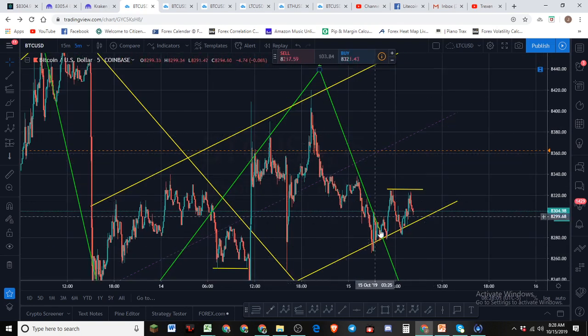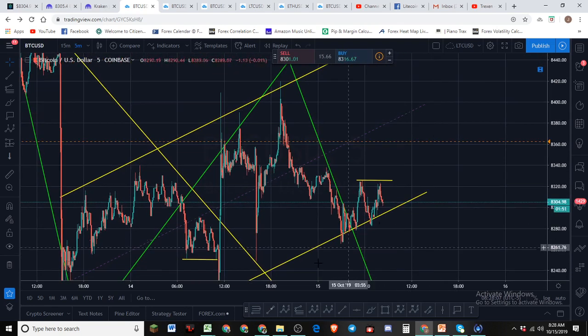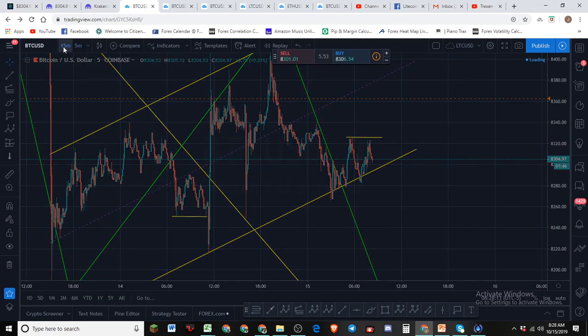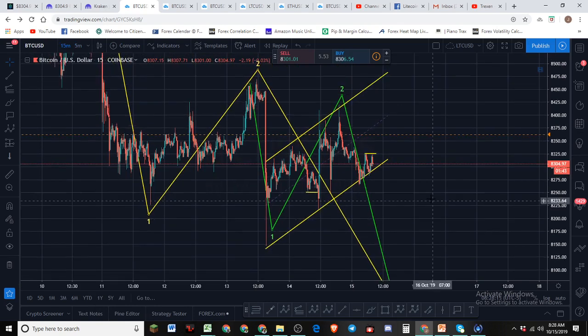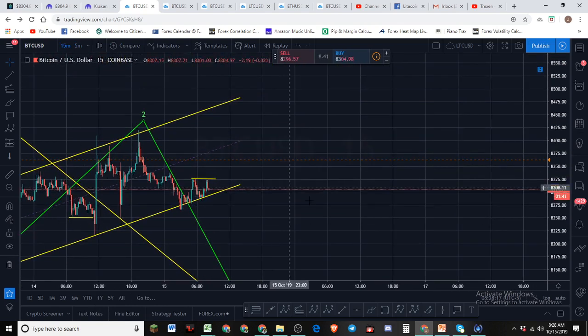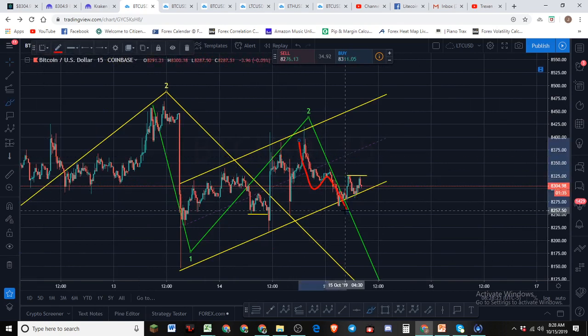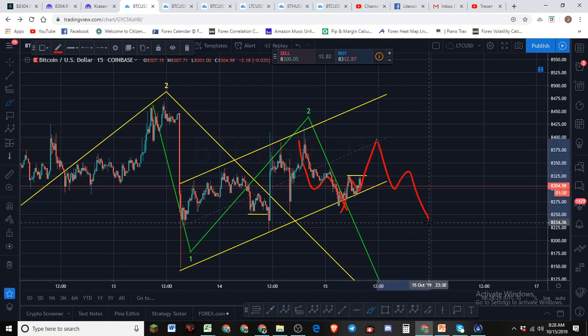This could be interpreted as a three wave, maybe. Let me zoom out just a little bit to see it in the bigger picture. We got this channel here. So it could be just a three wave like this, boom, boom, boom. Then we're going to get a three wave like that, and then we go down. I don't know, guys. I don't know.